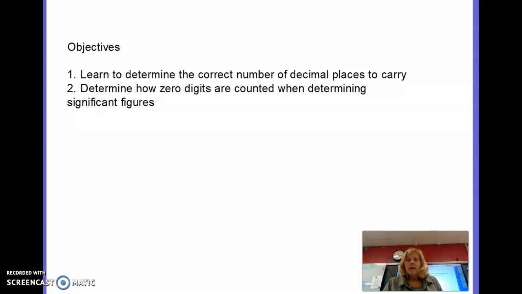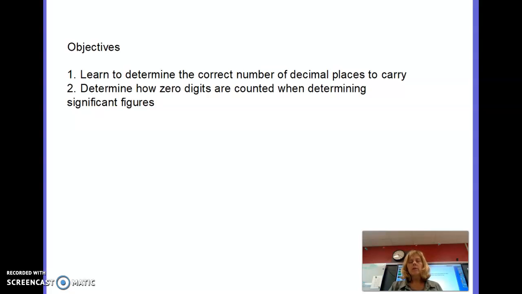Hello, chemistry students. We are going to do a little lesson on something called significant figures. We haven't talked about this yet, so this might be a little foreign. I don't know that you would have talked about this in ninth grade, so this is probably the first time you're hearing this. In this next section, you are going to learn to determine the correct number of decimal places to carry. We're talking about when you're expressing an answer. That's a question I hear a lot from you: how many decimal places should I keep in my answer? This is going to clear that up.